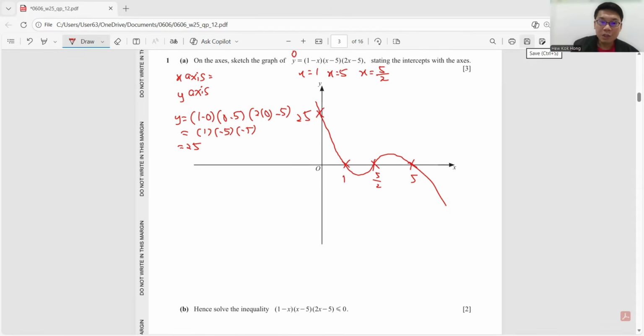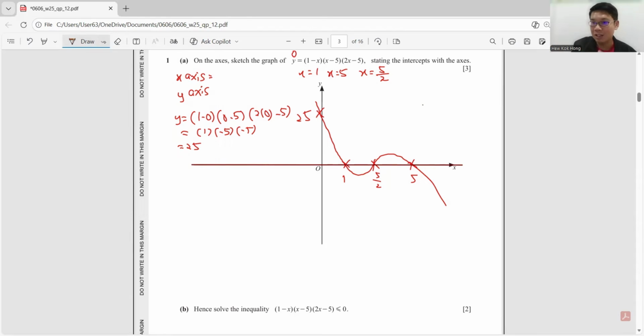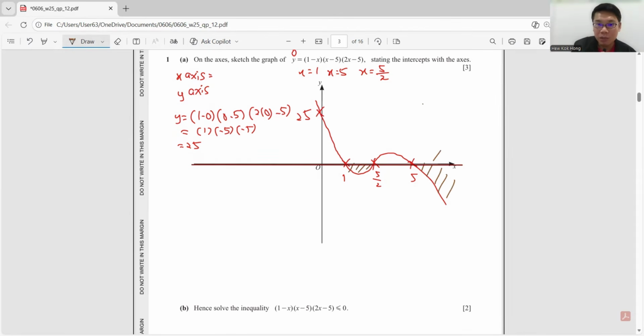Part B. Hence solve the inequalities of the graph is less than 0. Less than 0 means it is below the x-axis. So which region is below the x-axis is this region and this region. So we can confirm my x is in between 1 and 5 over 2, and x is more than 5. And we check back the original equation, include the equal sign, so my final answer also need to have equal sign.